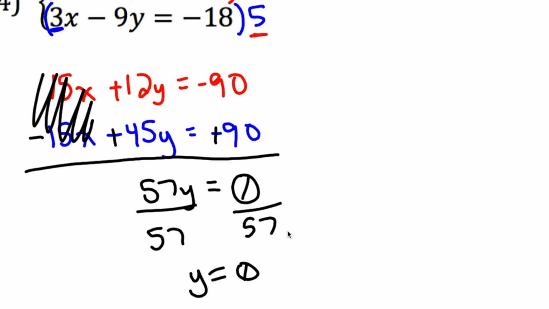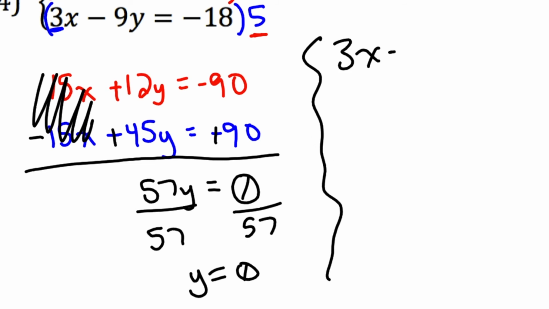Okay, it's not no solution. It is a solution. The solution is 0. So now let's solve for an x value. I'm going to use the bottom equation, 3x minus 9y equals negative 18. So let's plug in my y.